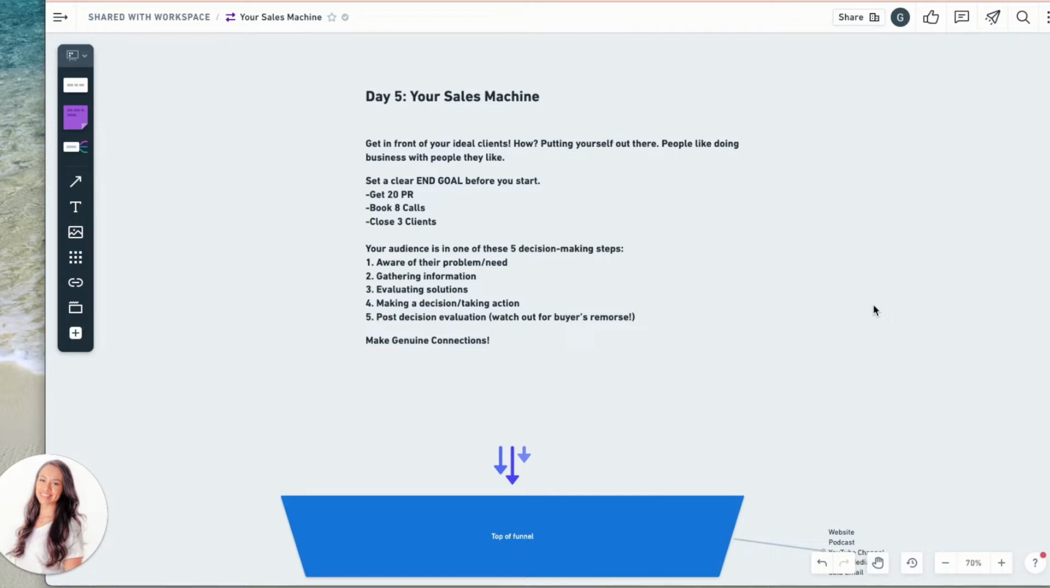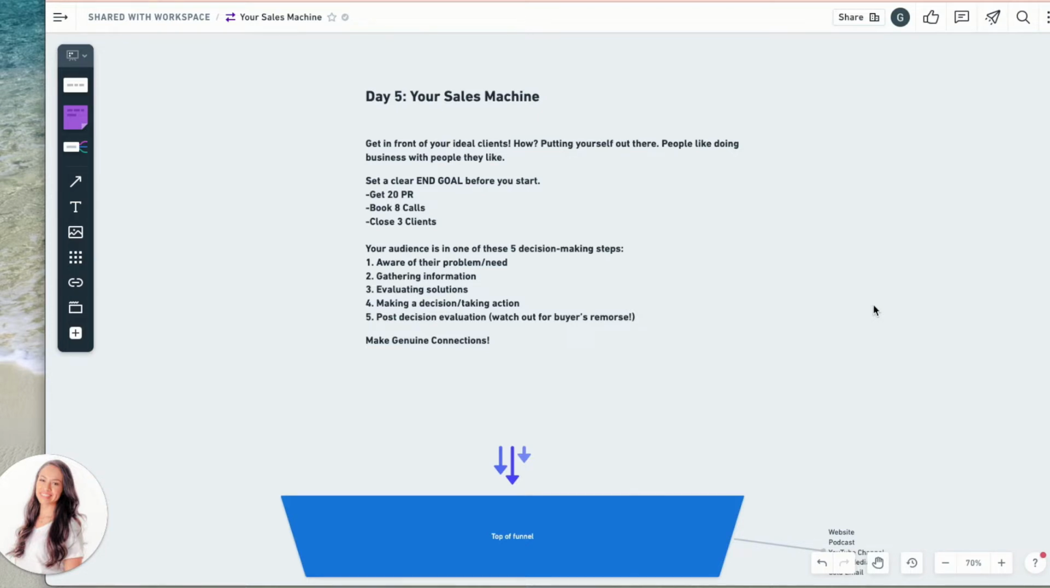And day 4, we talked all about your, what did we talk about? Oh, your project management system, because as you start working with clients, you want to stay organized. So today we're going to talk about what you can do now to start generating leads for your business.